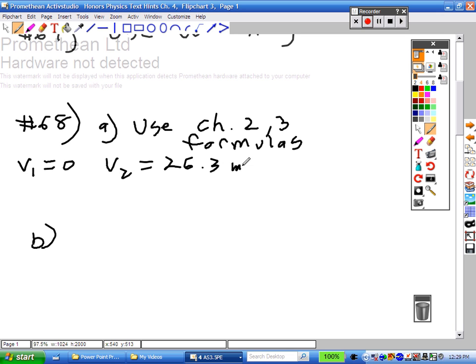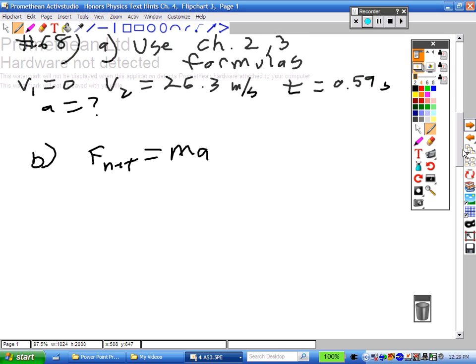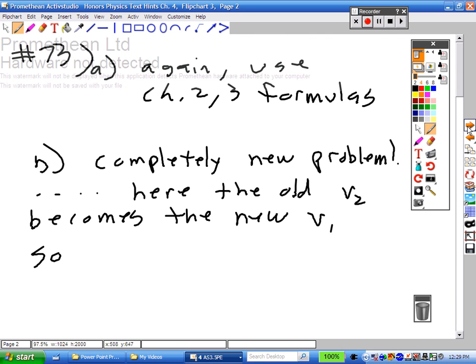Then it will have a V2 of 26.3 meters per second. The time is 0.59 seconds. And the most important thing is to write the A equals question mark. So find the formula that has those, solve for A. Part B, why not use the most important formula for the chapter, net force equals ma. There is that hint.